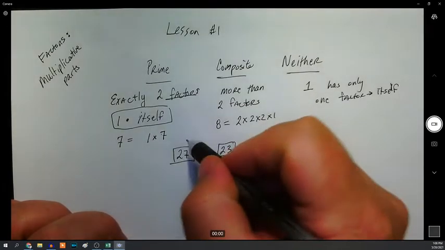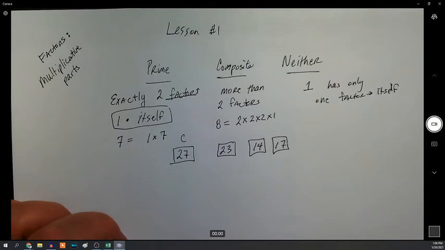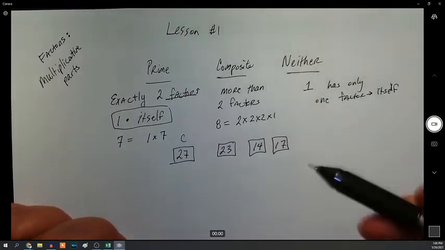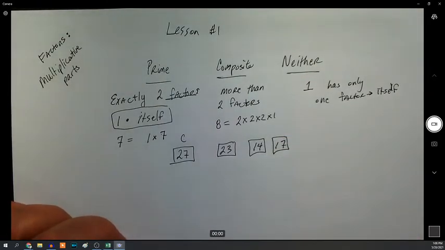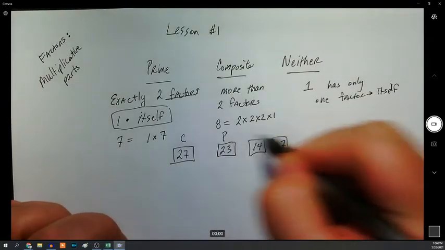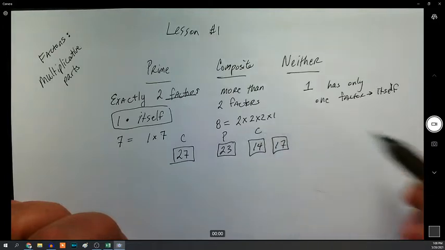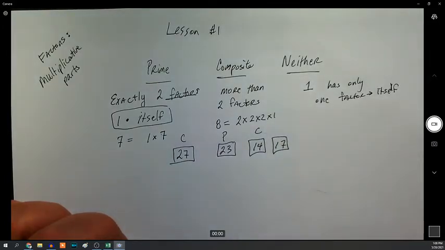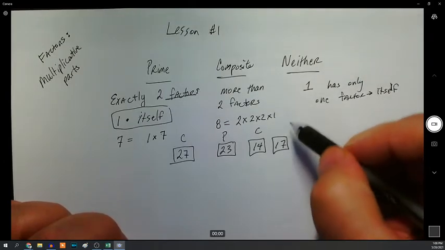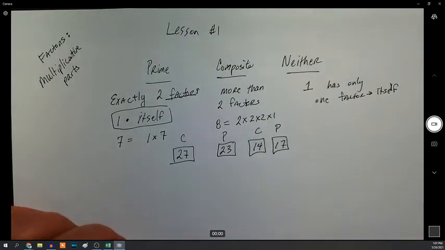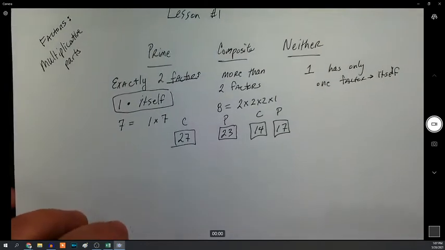So 27 is composite because it's, well, 3 times 9 times 1, or 3 times 3 times 3 times 1, right? 23, there are no whole numbers that multiply to 23 except for 23 and 1. That makes it prime. If it's even, it's obviously composite because that means 2 goes into it. So 14 is 2 times 7 times 1, do you see? And 17, well, 17 is prime because nothing multiplies to 17 except for 1 times 17. Doing good so far? How'd you guys do?